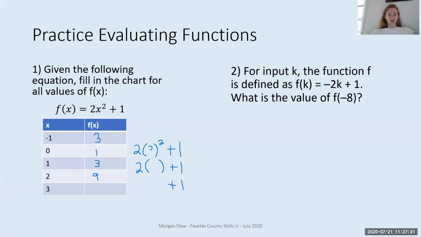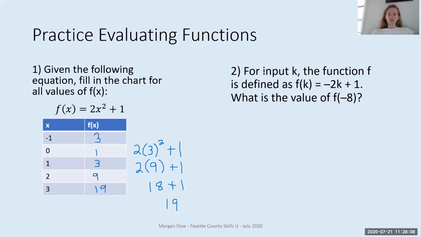So when x is 3, we have 3 squared, 3 to the power of 2, which means 3 times 3, which is 9. And then 2 times 9 is 18. And 18 plus 1 is 19. So when x is 3, f of x, or y, is 19. All right, so we have filled in our table here. We have evaluated this function for these 5 different inputs that we were given.